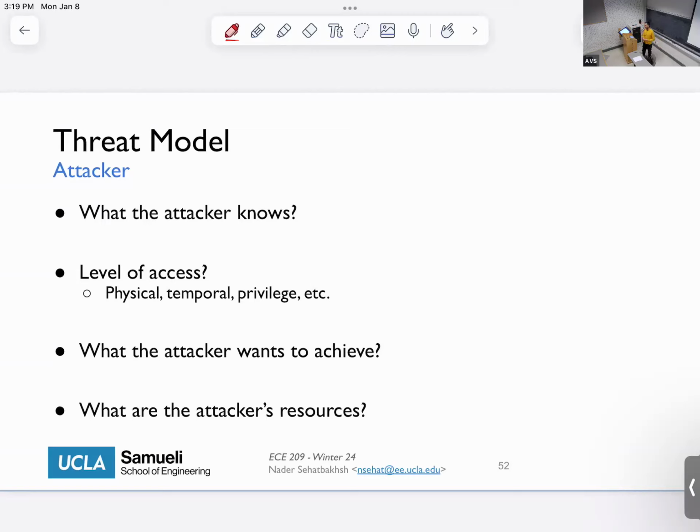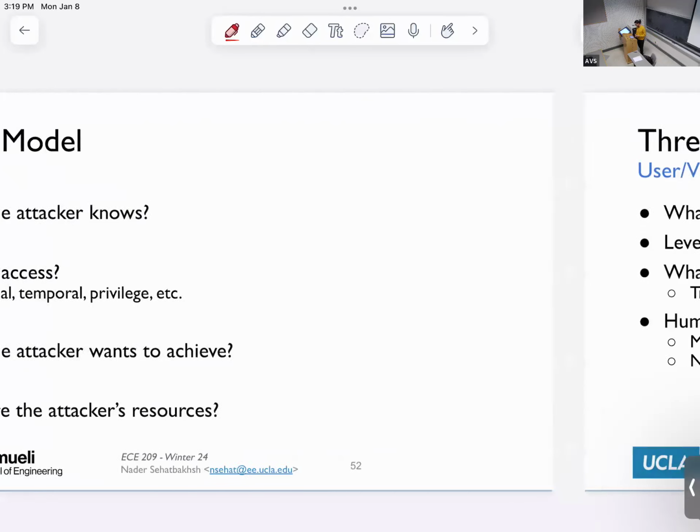If I'm, for example, protecting my lab's website, maybe that's something I need to be a little more worried about. If I'm using my personal website, maybe less. So these are the resources. And again, you're going to see why the attacker's resources have an impact on the system.